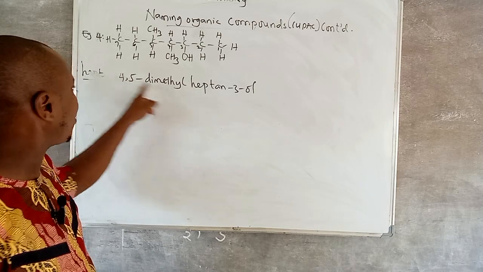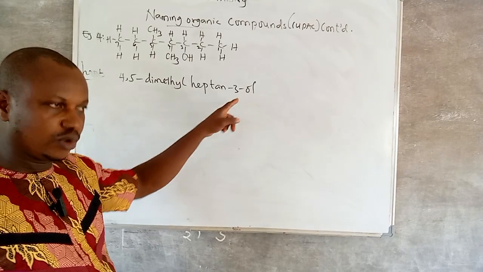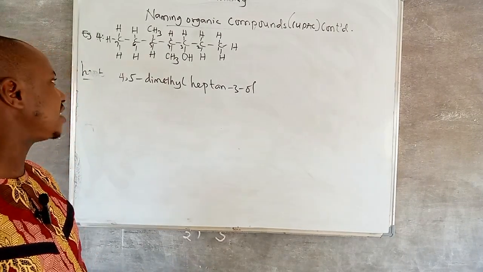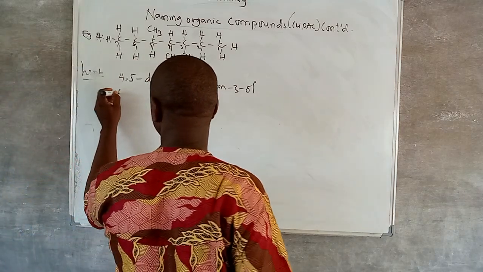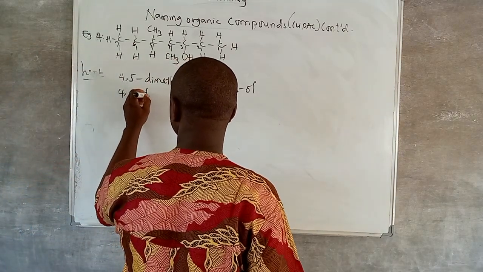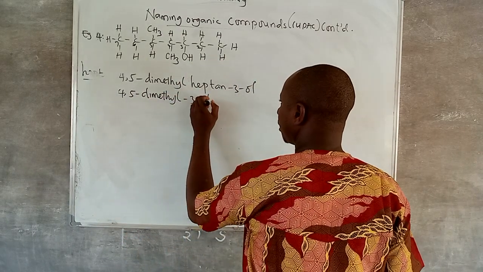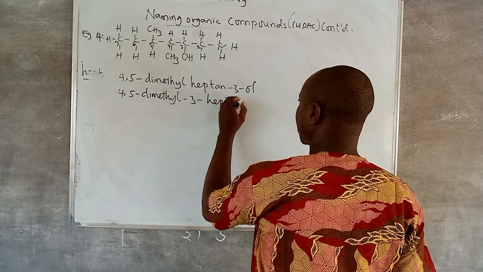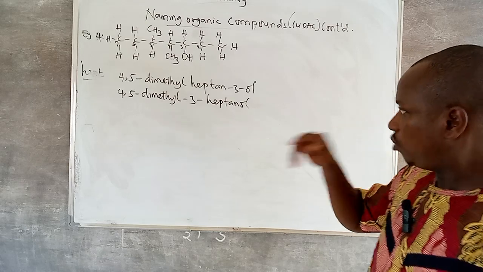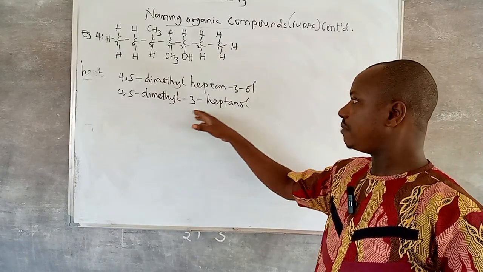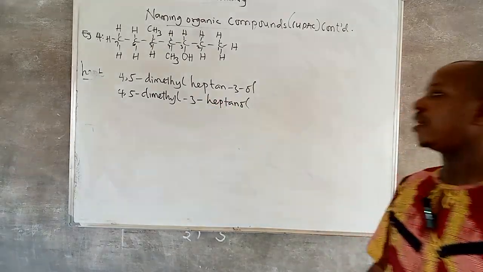And now our hydrocarbon chain is still heptane. At carbon number 3, you see an OH group. So the name is simply 4,5-dimethylheptane-3-ol. Remember that this name can still go 4,5-dimethyl-3-heptanol. I always write it in 2 ways so that any one you see, you can correct it. 4,5-dimethyl-3-heptanol or 4,5-dimethylheptane-3-ol.